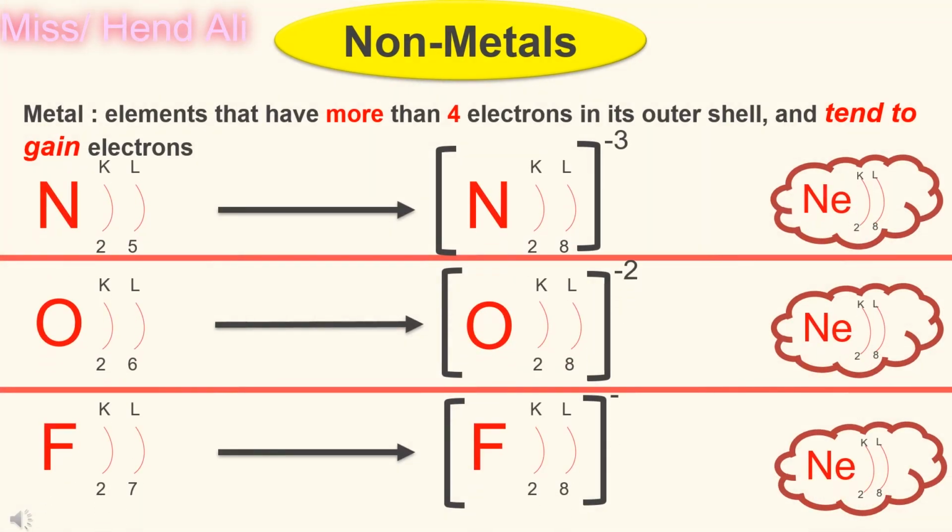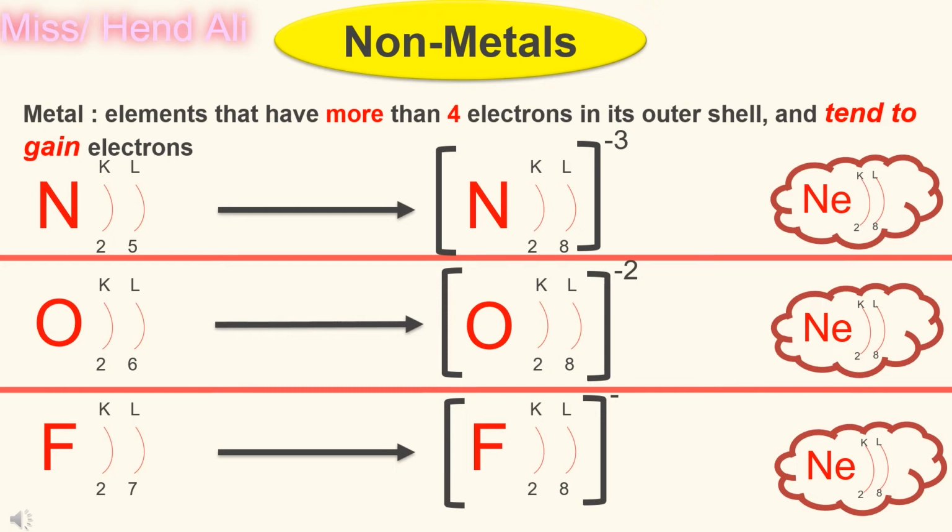One more thing you need to know about nonmetals: nonmetals have more than 4 electrons in their outer shell. They may have 5, 6, or 7 electrons, and they tend to gain electrons. Like nitrogen, which has 5 electrons in its outer shell. During the chemical reaction, nitrogen will gain 3 electrons and change into a negative ion. Why do we call it a negative ion, not a positive ion? Because it gains electrons, so the number of electrons will be more than the number of protons.